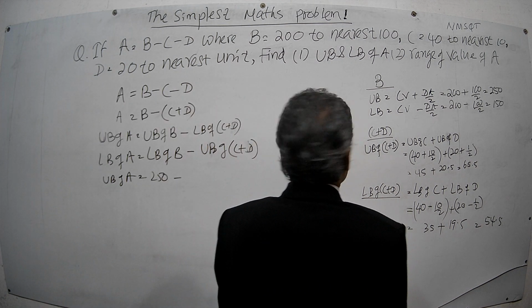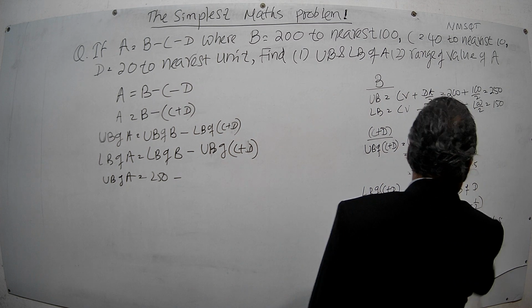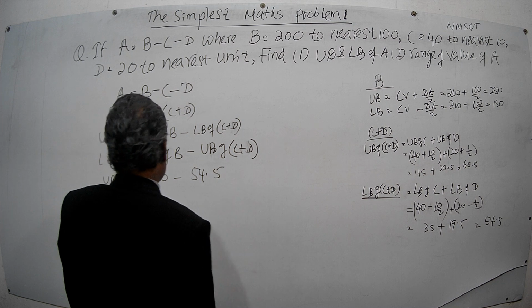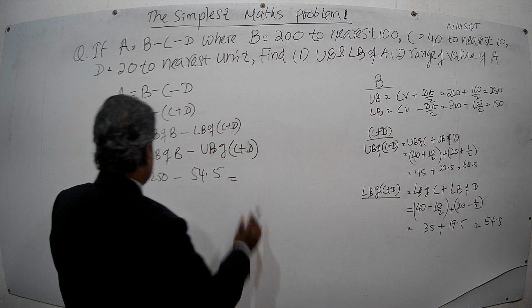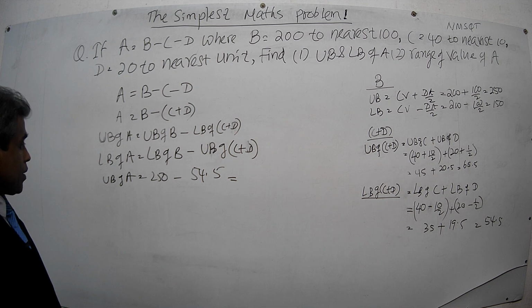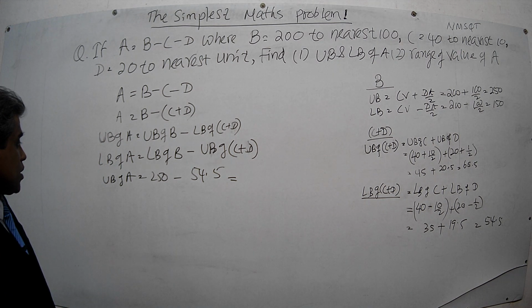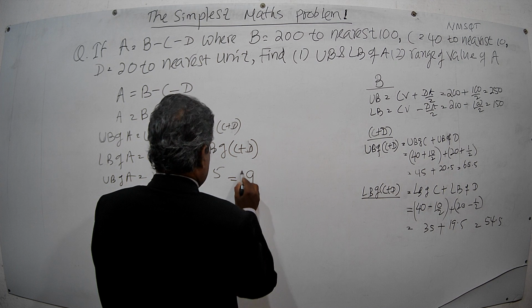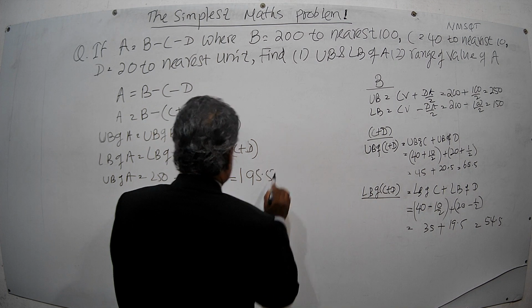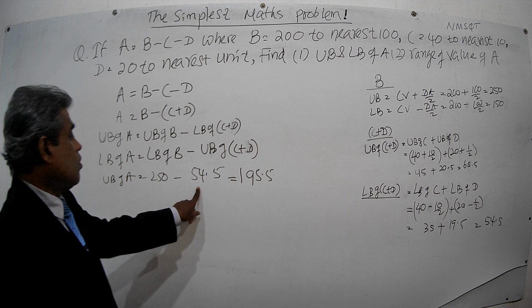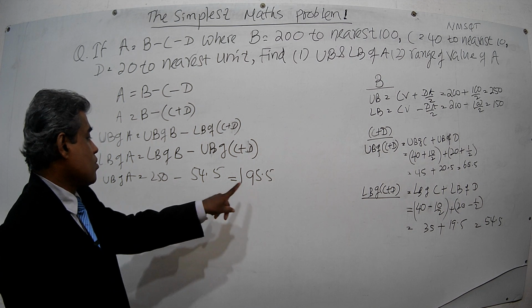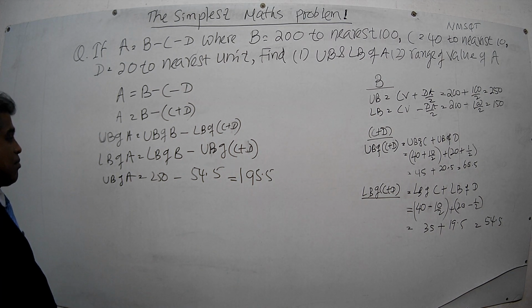What is the lower bound of C plus D? It is 54.5. And subtract, then you will get the answer. What is the answer? 250 minus 54.5 gives 195.5. Is it correct? Right, okay, correct. 195.5.